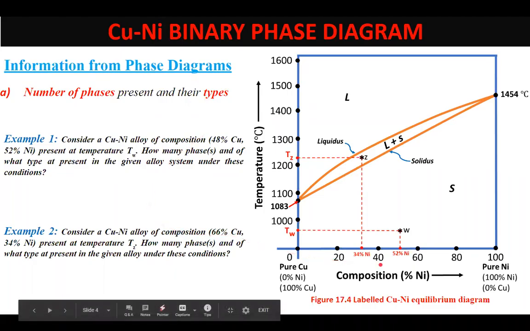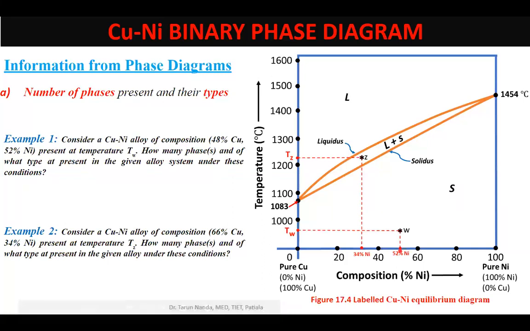Suppose it was said that your interest lies in a copper nickel alloy which has 48% copper and 52% nickel in it, and it is lying at temperature TW. So the temperature composition point is given by the temperature composition point W. And now you are to tell what number and type of phases are seen. You look at the equilibrium diagram.